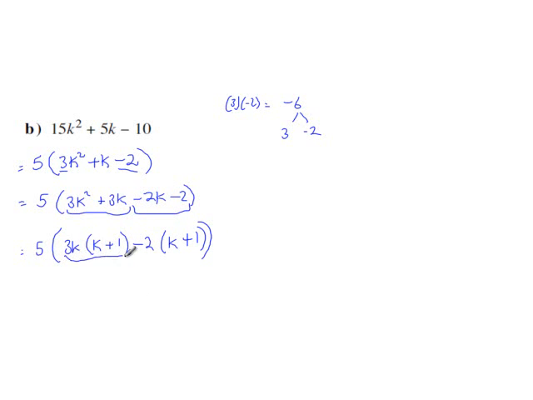So now you have two terms in here. They each have a common factor of k plus 1. So take out your common factor. 5 times k plus 1, times your remaining elements, 3k and a -2. So times 3k minus 2. And there's your final answer.